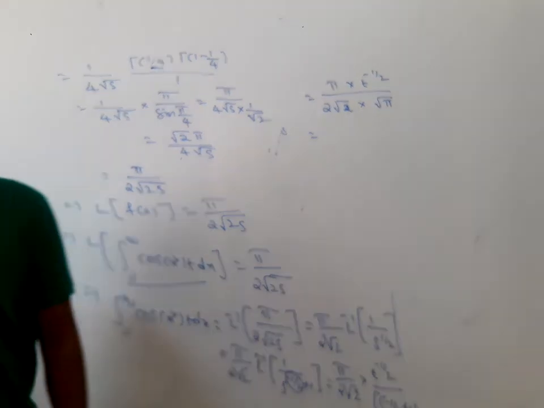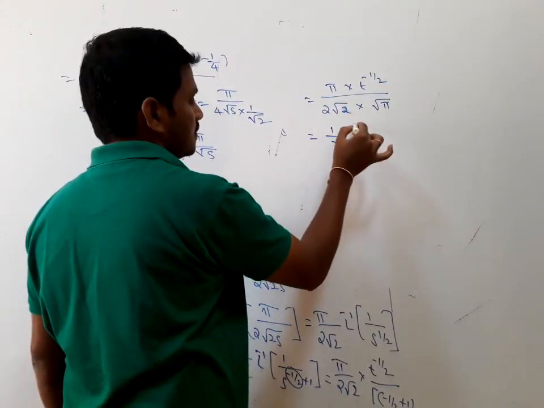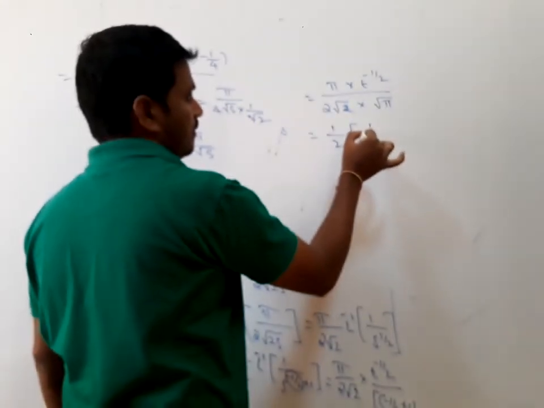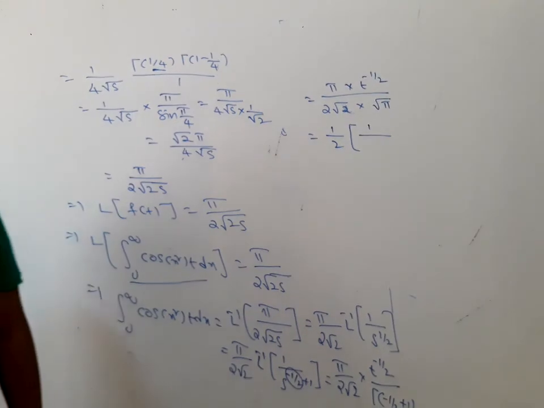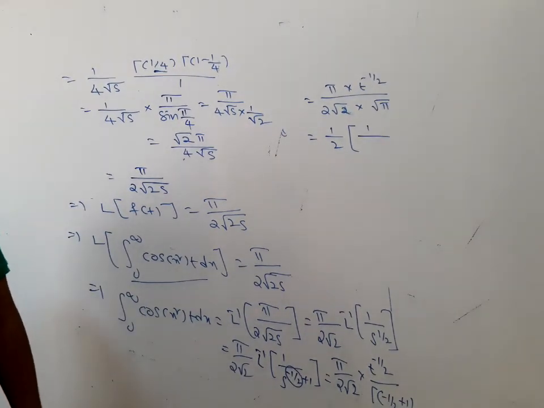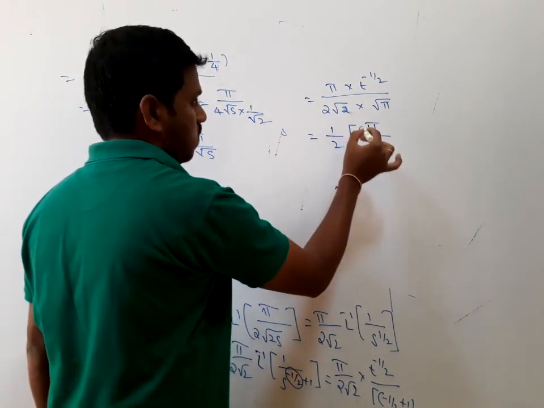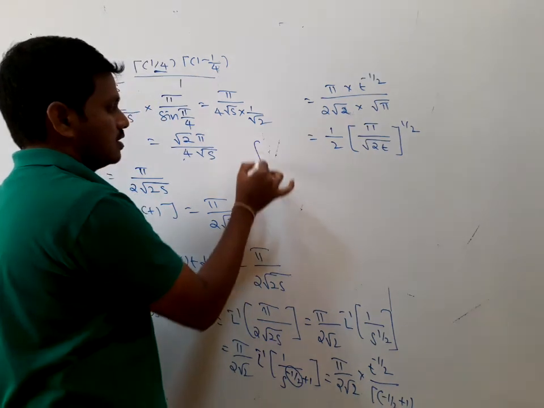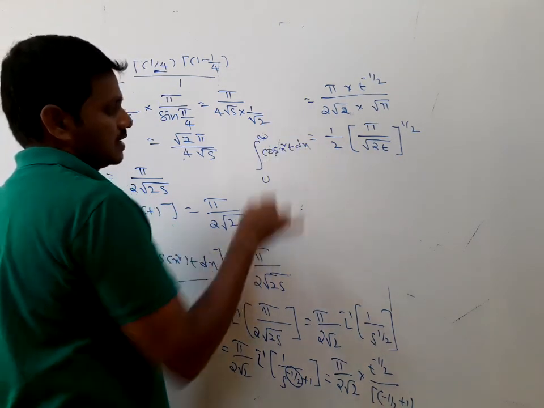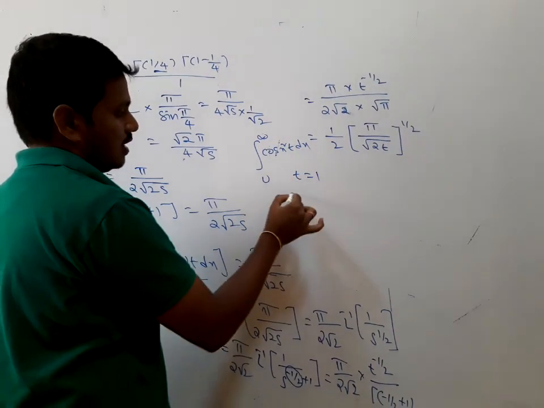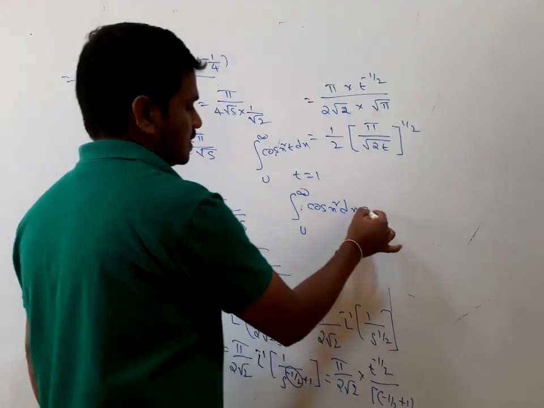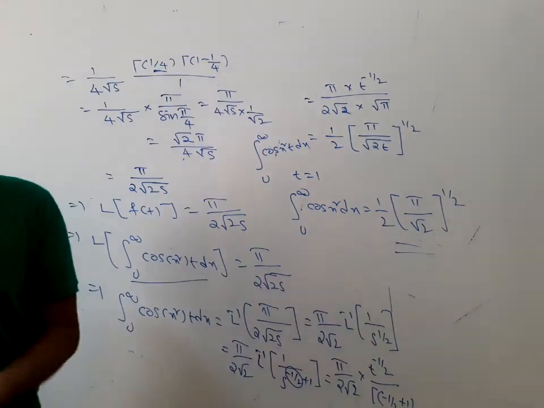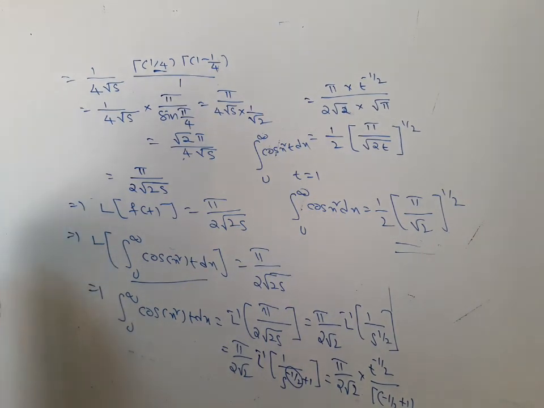Which equals, we'll get the answer here, 1 by 2 into, you take this one to the denominator and root pi gets cancelled, we get pi in the numerator, pi divided by root 2t whole to the power of 1 by 2. This is the value of integral 0 to infinity cos x square t dx. If you take t equal to 1 here, integral 0 to infinity cos x square dx is equal to 1 by 2 into pi divided by 2 whole to the power of 1 by 2.